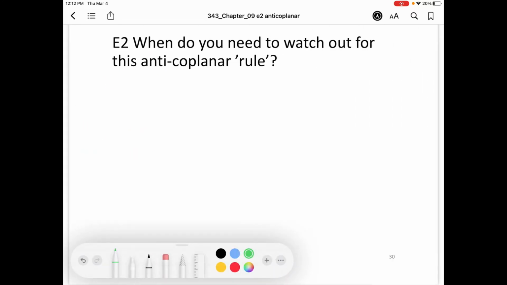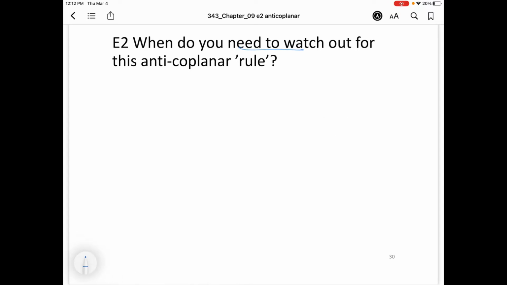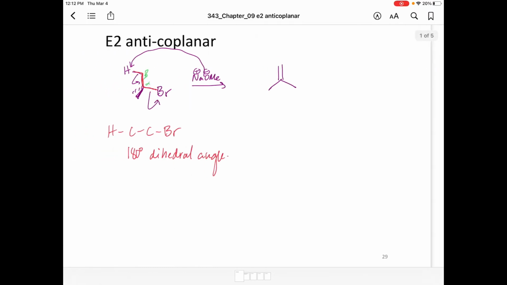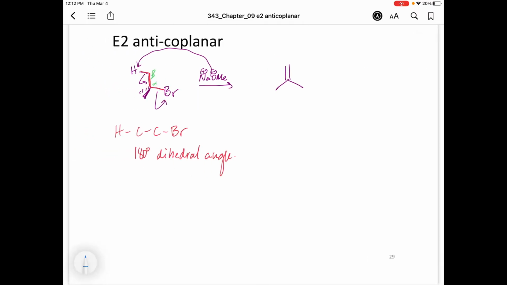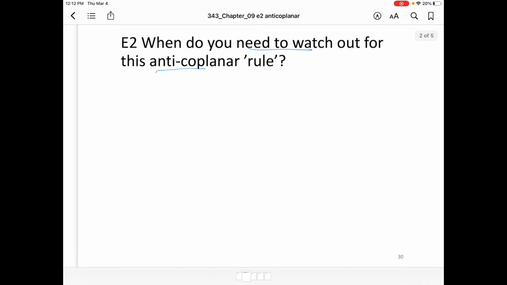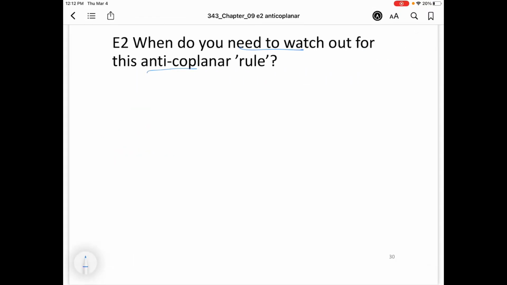All right, so when do you need to watch out for this anticoplanar rule? In the one I showed you before, it didn't really matter because this methyl has other protons that you could pick off. We draw it as if this is anticoplanar, but any of those three protons can be used. We can rotate that single bond. So this becomes really important for three different cases.